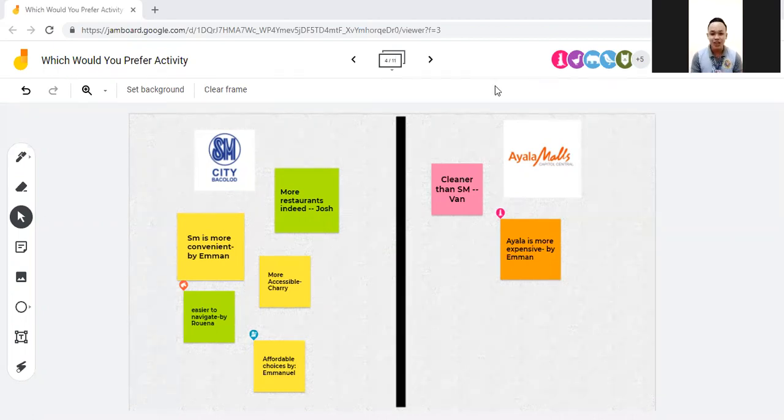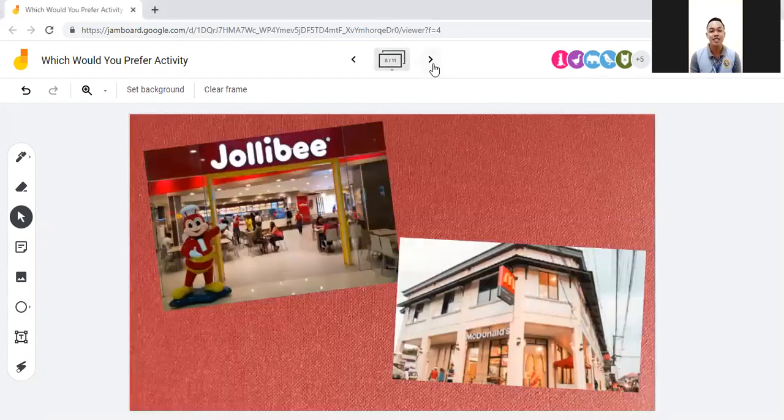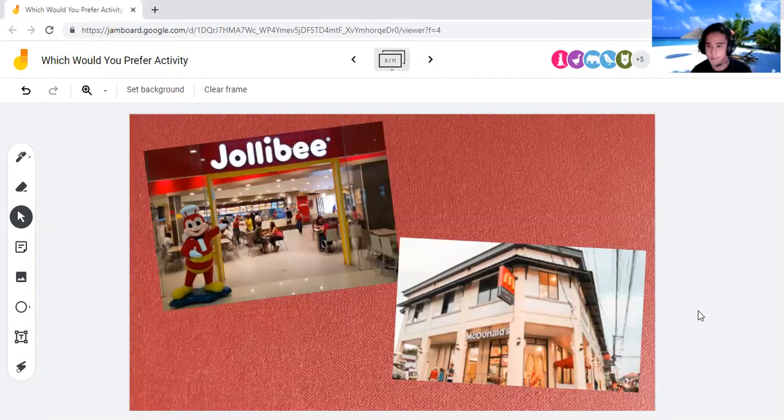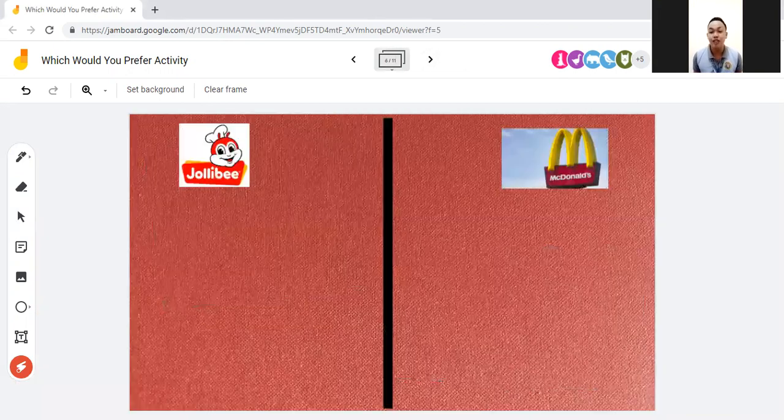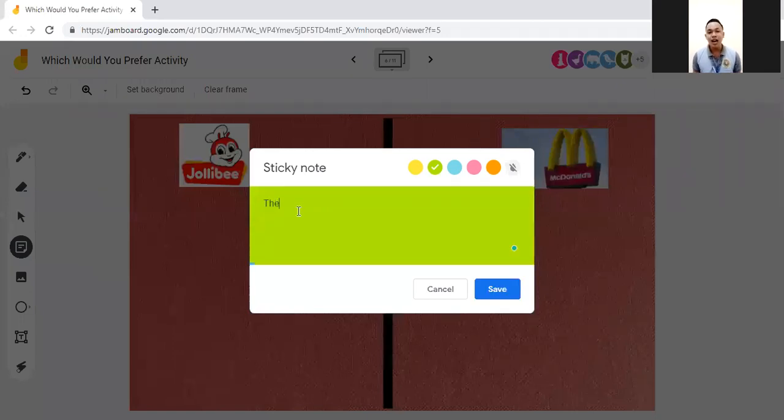Okay, very good, guys. Now let's proceed to another set of pictures. I have here, for sure you will love this, Jollibee and McDonald's. So between the two fast food restaurants, which would you prefer and why? You may now start answering this by placing your answer in the sticky note.